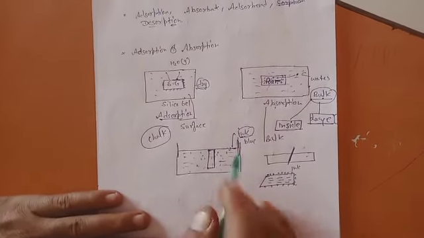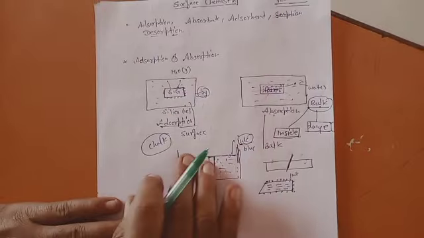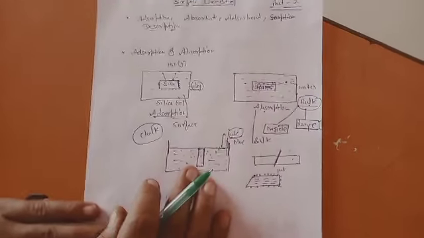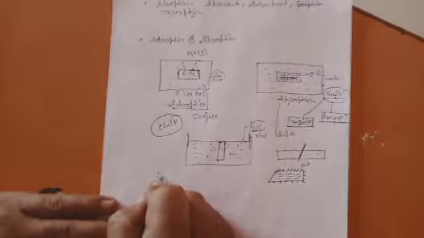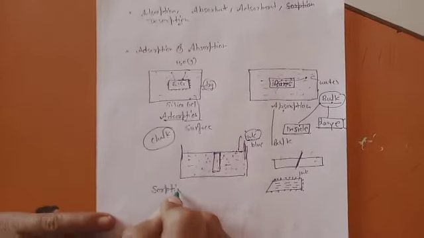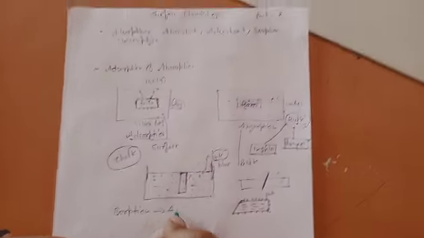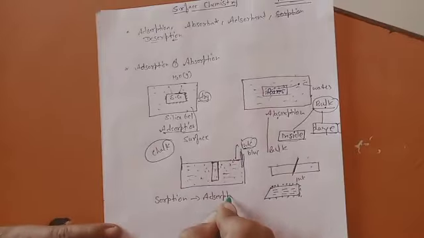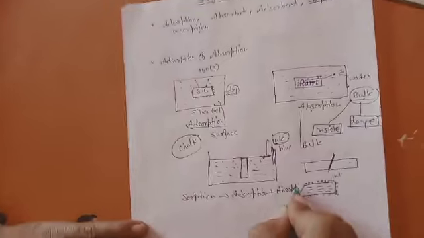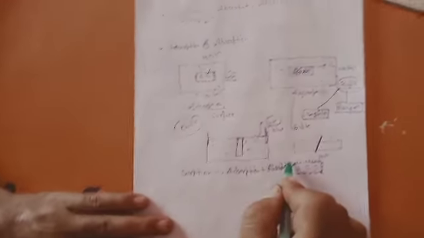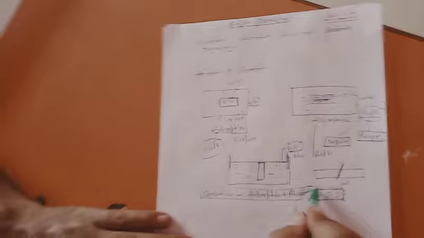So both things are happening at the same time, adsorption as well as absorption. That is termed as absorption, meaning to say both are happening simultaneously, adsorption plus absorption, both at the same time. So this is termed as absorption.